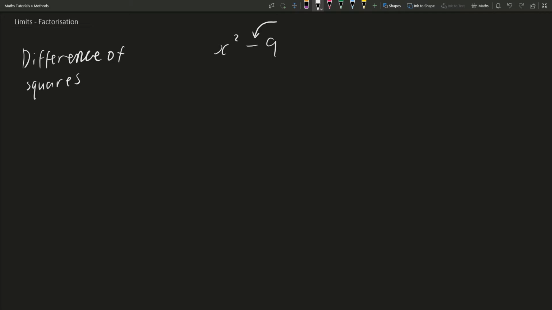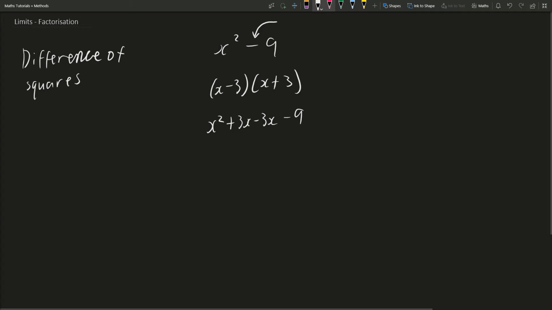When you factorize this, we get x minus 3 multiplied by x plus 3. And when we expand that, we get x squared plus 3x minus 3x minus 9. So because of that negative, we can completely cancel out these two terms, because the addition and the subtraction cancel each other out, and we're left with x squared minus 9. So difference of squares only works when you have the negative in the middle.